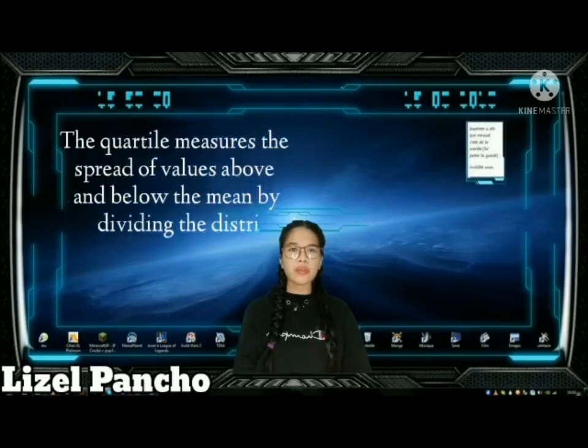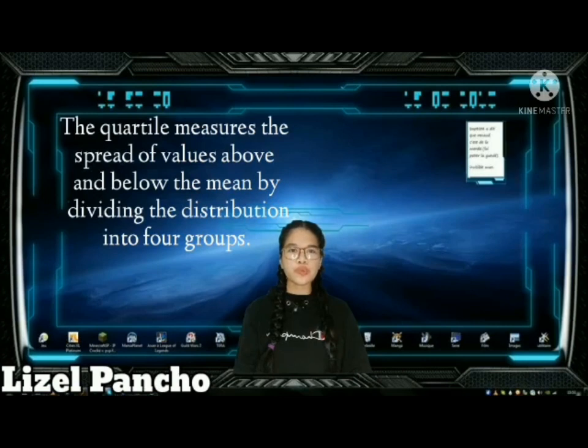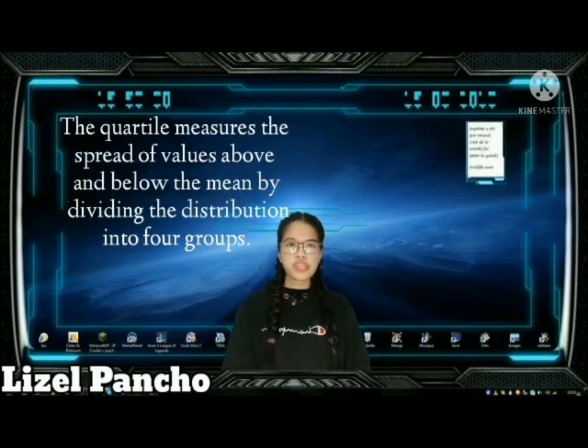Yes, ma'am, as I continue this mission, I've discovered that the quartile measures the spread of values above and below the mean by dividing the distribution into 4 groups. A quartile divides data into 3 points, a lower quartile, median, and upper quartile, to form 4 groups of a data set. Provide an example for the team to understand my mission.